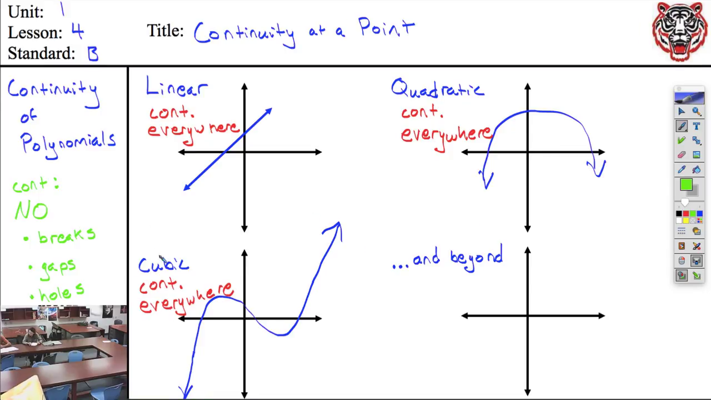And cubic, this means your highest degree term is x cubed. Quadratic was x squared, and linear was just x. Those were the highest degrees. So n and beyond means I could have x to the power of, I don't know, 102. That thing is still continuous. It could be x to the 102 minus 72x to the 99. As long as it's a polynomial and it doesn't have any rational part, it's not a rational function, it is going to be continuous everywhere.